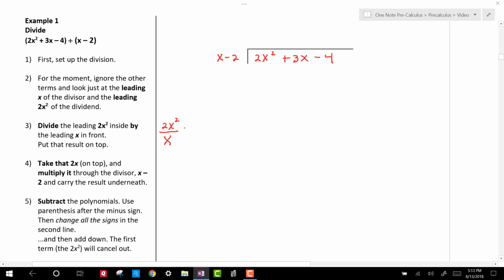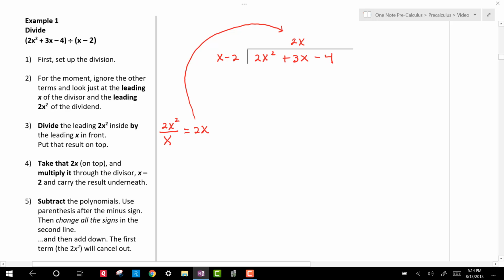All right, so 2x squared divided by x is going to leave me 2x, and that's the first thing that's going to go up on top of my division house. So that 2x is going to go right up here. Just like in normal division, you figure out what number you're going to multiply by first, and let's do the multiplication. We're going to multiply that 2x through the divisor, x minus 2, and carry the result underneath.